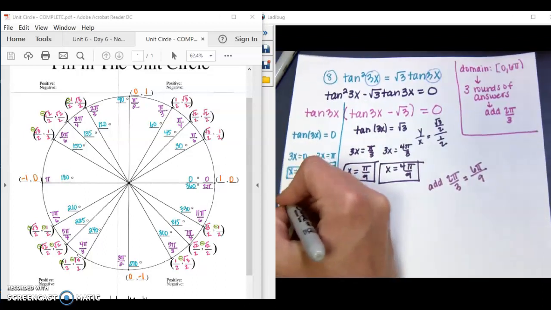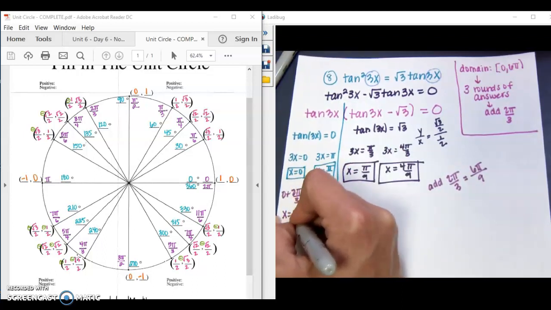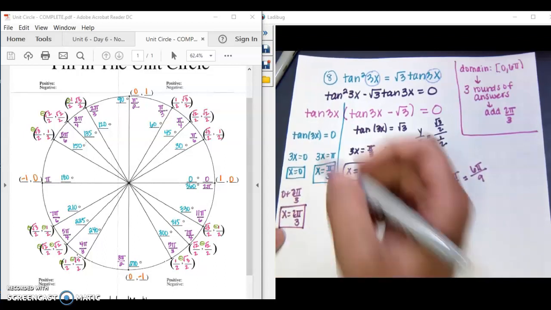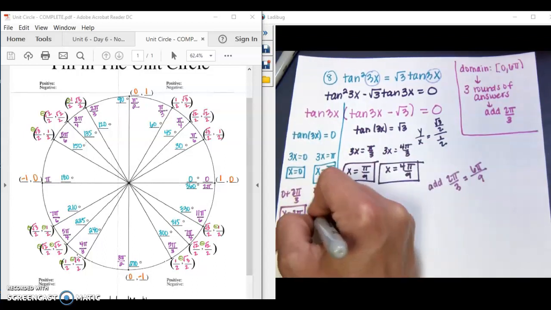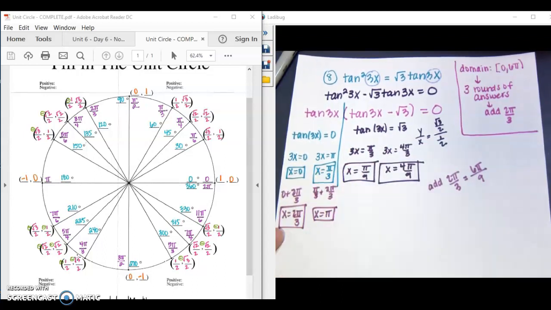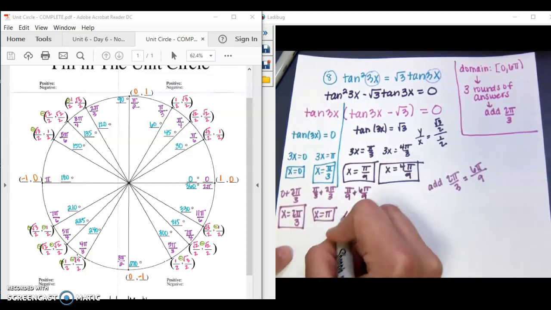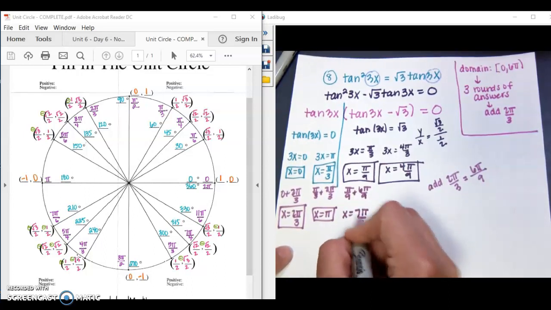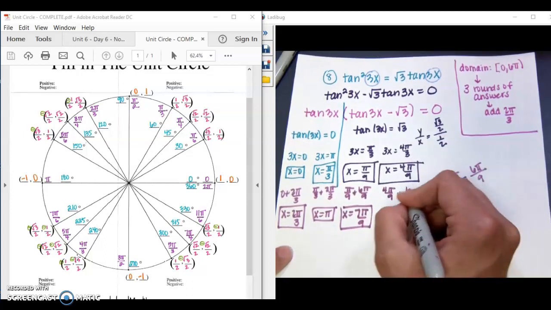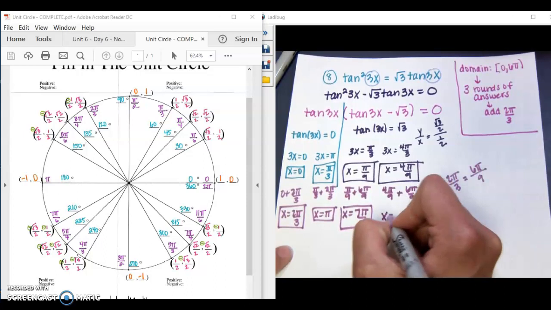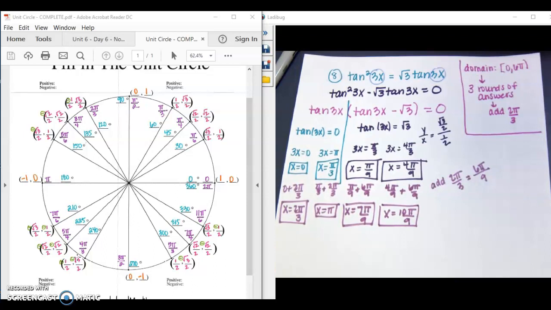Okay, so 0 plus 2 pi over 3 is going to give us just 2 pi over 3. And then if we do pi over 3 plus 2 pi over 3, that would be 3 pi over 3, which would just be pi. Pi over 9 plus 6 pi over 9 will give us 7 pi over 9. And then 4 pi over 9 plus 6 pi over 9 will give us 10 pi over 9. Okay, so we have 8 answers so far, but that was only the first 2 rounds.